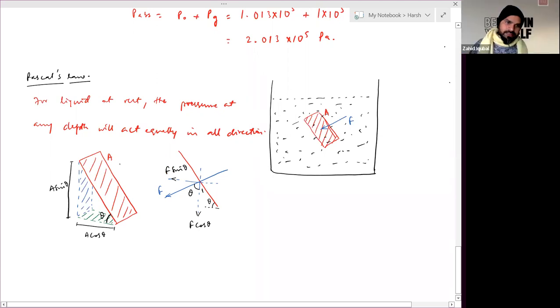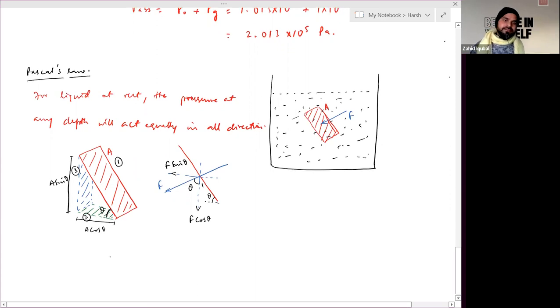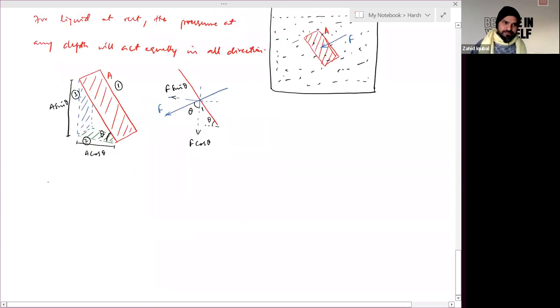Now, let's say this is surface first, this is surface second, and this is surface third, for which we have to calculate pressure. So first, for surface 1, pressure is force divided by area of cross section. Force is F and area of cross section is A. Let's say this is equation first.